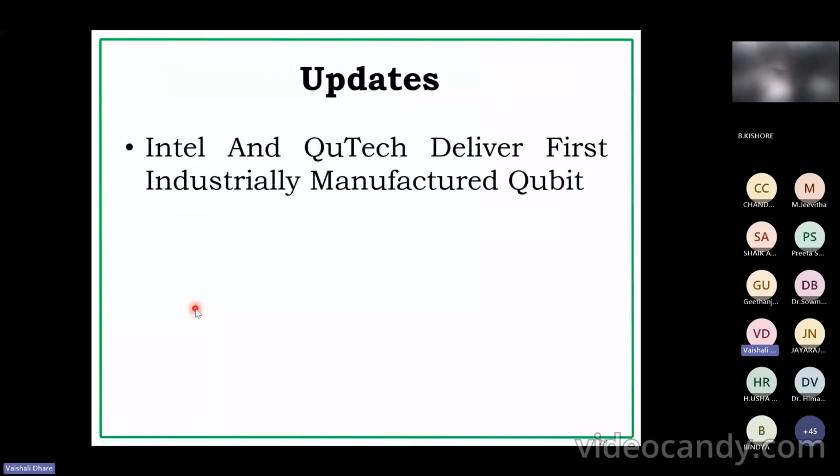Next, regarding the updates, Intel and QTech recently delivered the first industrially manufactured qubit. This is the recent development. They completely set up the qubit manufacturing. Earlier, in 2017, they fabricated a 17-qubit processor. That was for their purpose only, not for commercialization. But this is the news.